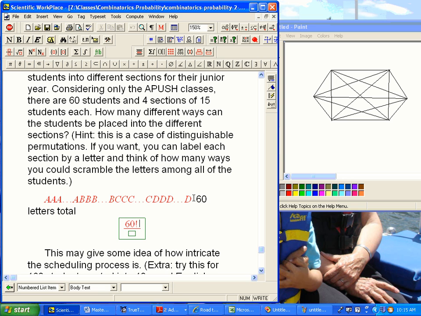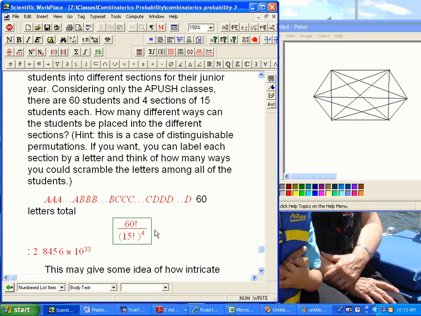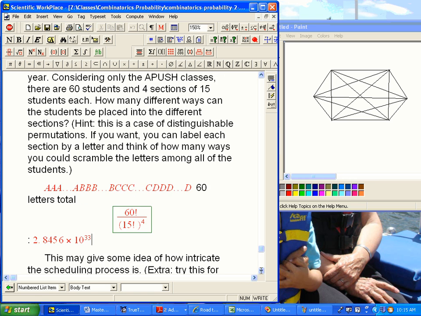And so it's going to be 60 factorial over 15 factorial times itself 4 times, or in other words, that's just that to the 4th power. So that's how many total letters there are. That's how many groups. There's 4 groups of 15 letters each. And that turns out to be this pretty big number. 10 to the 33. That is a very, very large number if you just kind of did this randomly. Okay. So that's, if I hadn't given any hint, I think it's a fairly hard problem. I think people have a hard time starting this. With the hint, I was hoping that people would have more of a start on it, but I think it's still challenging.